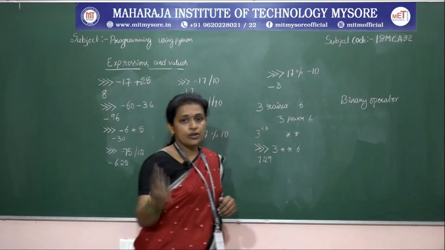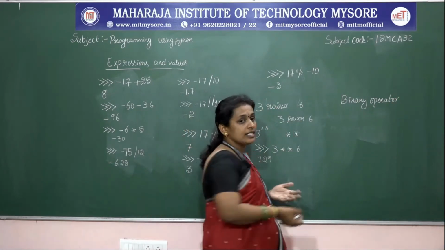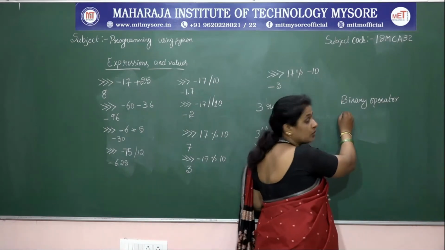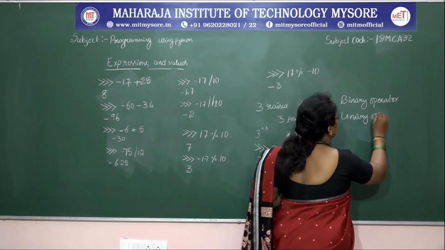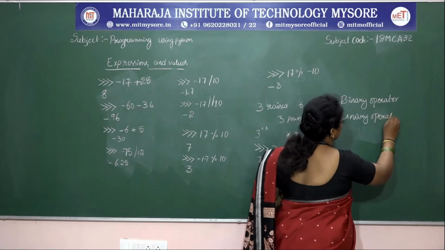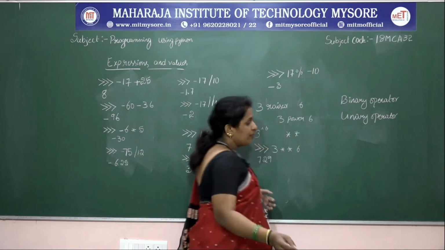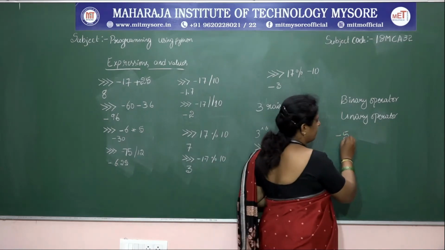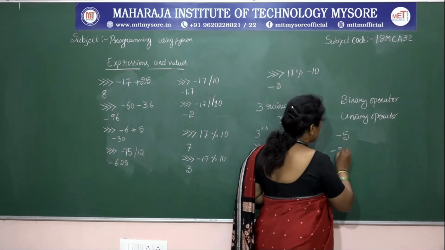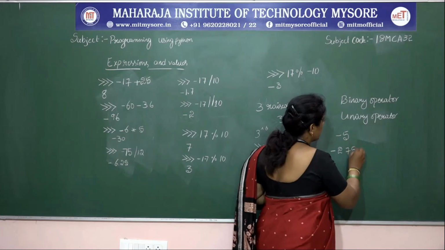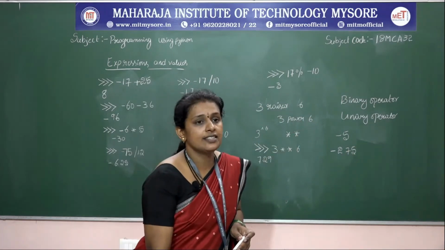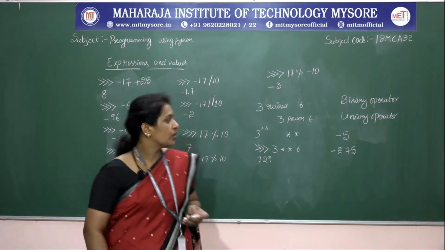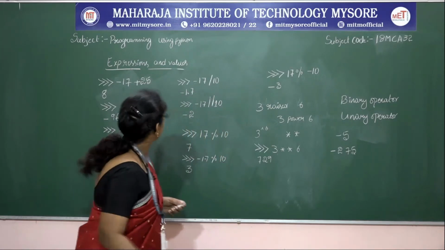The negation of this binary operator is called a unary operator, where there is only one operand present in the expression. For example, minus 5, minus 275. So these are examples of unary operations, that is, single-operand operators. Okay.